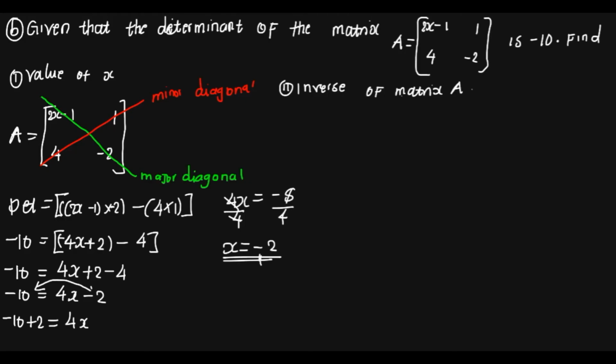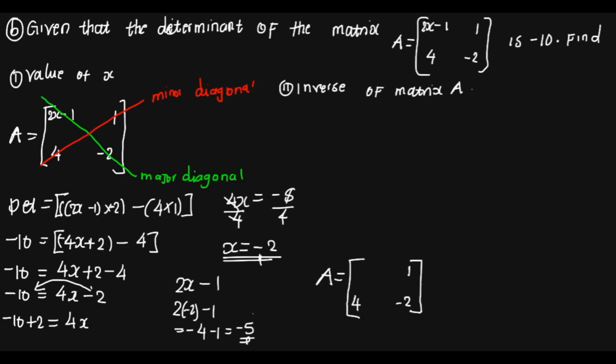Okay, so let's make now the original matrix of A. So we can substitute the x with the value that we have calculated. So here we have a 4, negative 2 and 1. So this one is 2x minus 1. So where there is x, we substitute with negative 2 minus 1. So 2 times negative 2 is negative 4 minus 1, giving us negative 5. So here we have negative 5.